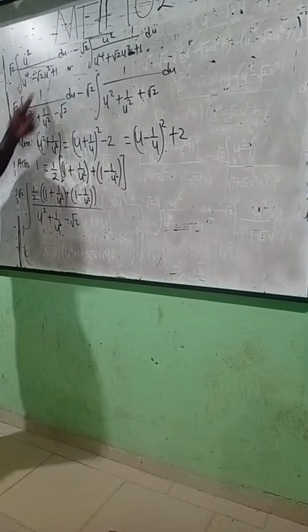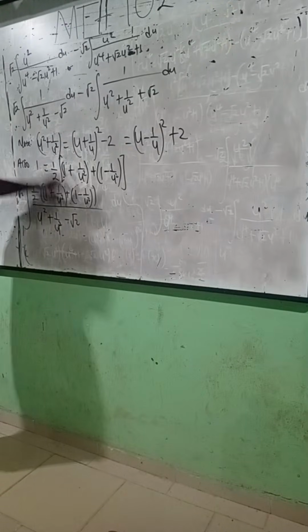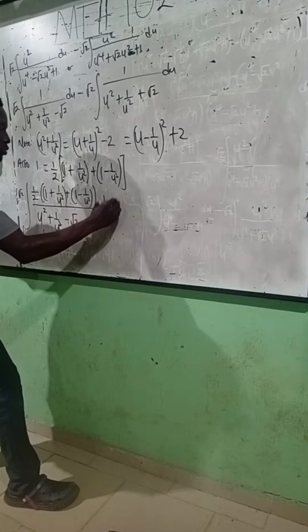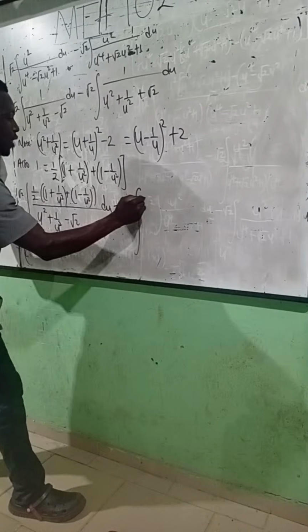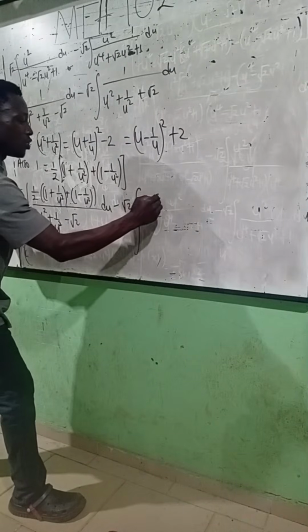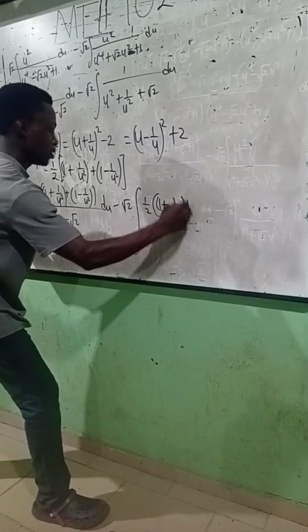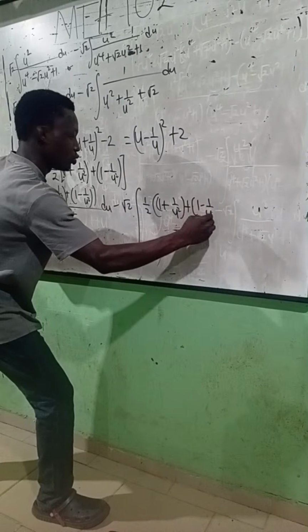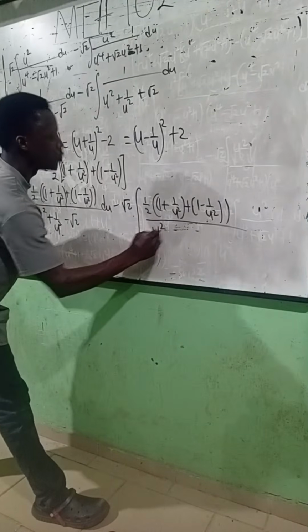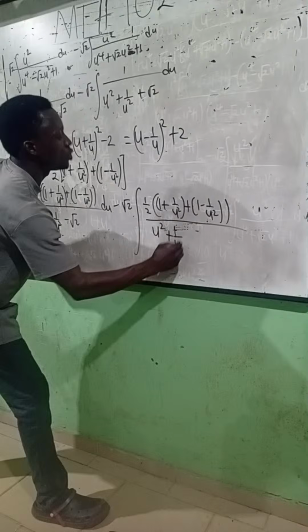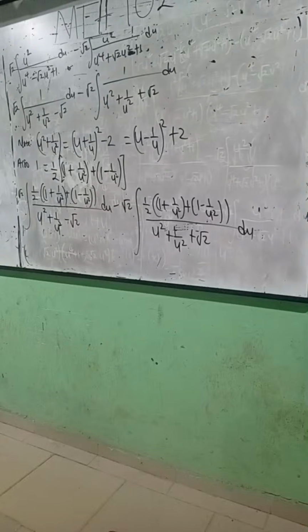So this numerator is 1 over this. I'm writing this, but all this thing now is equal to 1 du minus root 2. Integral of what? 1. What is our 1? 1 over 2 into what? 1 plus 1 over u squared plus 1 minus 1 over u squared divided by u squared plus 1 over u squared plus root 2. Oh yeah, right. Everything is correct, right?